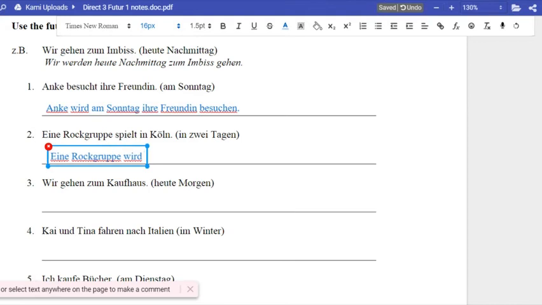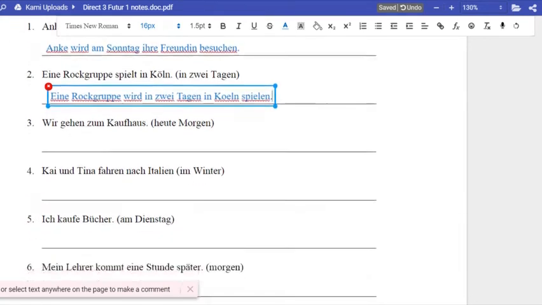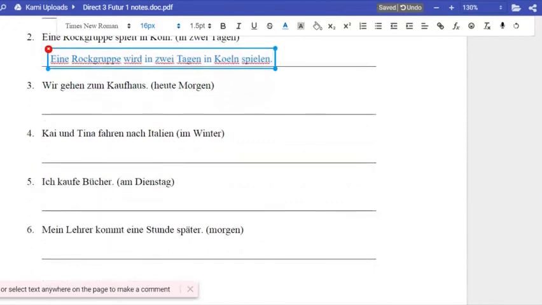Now, in our sentence, we have spielt. Of course, wird took the place of that. And the following comes right after, in Köln. But we're going to add something before we talk about the predicate. That's right, we're going to add our time element. In 2 Tagen. In 2 Tagen means in 2 days. Add our in Köln. And what gets thrown to the end? The main verb in the sentence. Do you see the main verb? Yeah, it's right here. Spielt. Are we just going to write spielt here at the end? No, we need to put it in the infinitive form, and it will be spielen. Sehr gut.